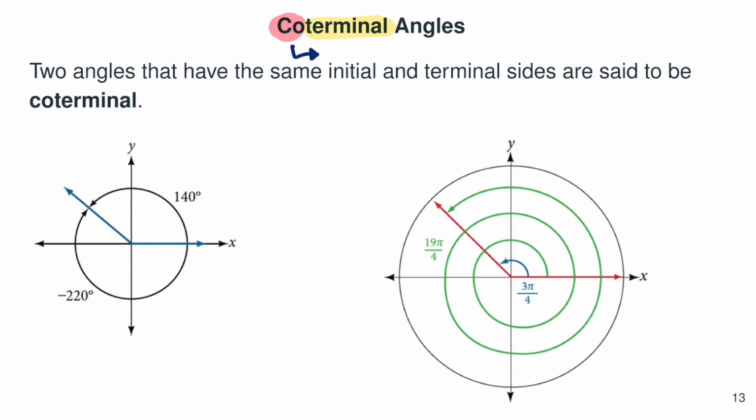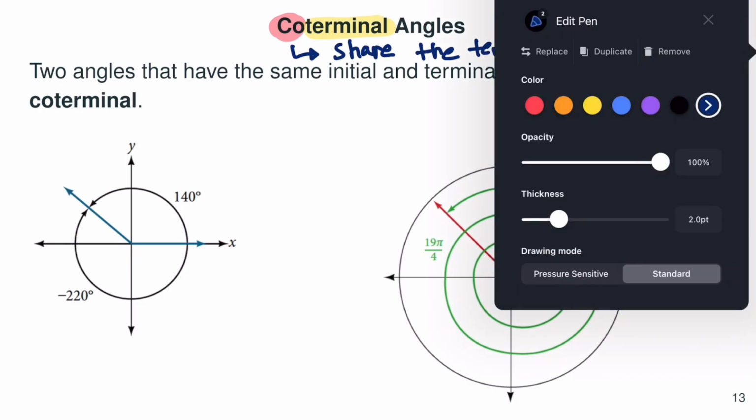So angles that share terminal sides. And it turns out there are infinitely many of them. For each angle, there are infinitely many coterminal angles. So let's look at some examples. Let's look at degrees first.